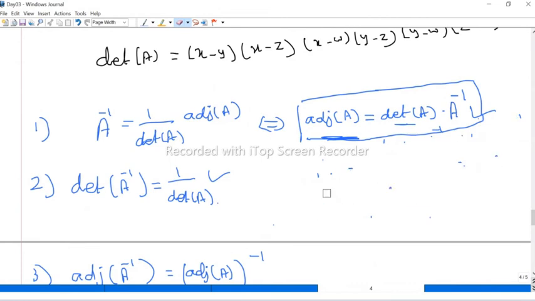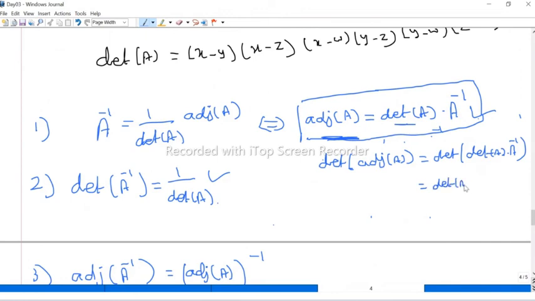So now apply determinant on both sides of this equation. So what will you get? Determinant of adjoint of A equals determinant of the full thing, that is determinant of A into A inverse. But determinant is a constant scalar. You can take it outside, but if you take it outside, it should be determinant of A power the order of the matrix. What is the order of the matrix? It is an n by n matrix, therefore power n.